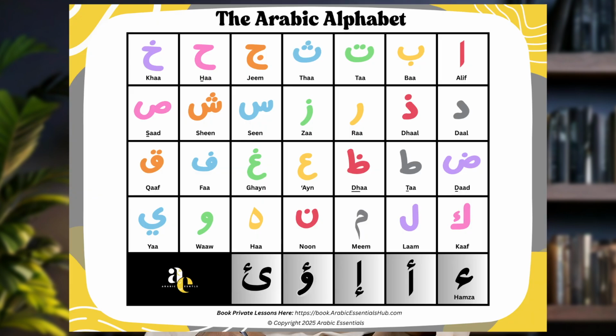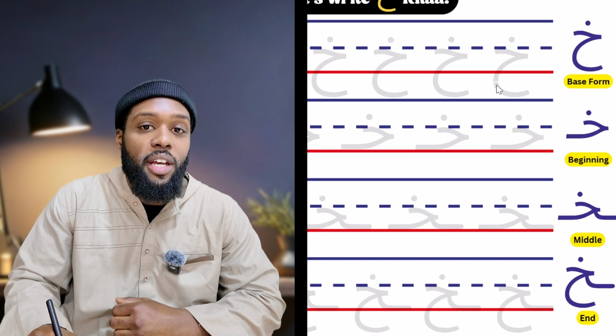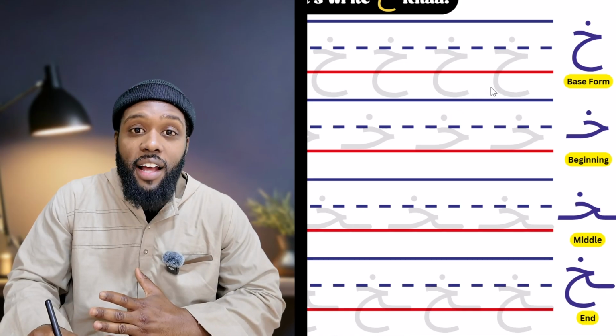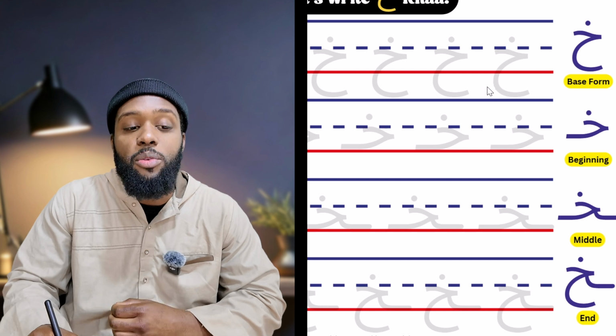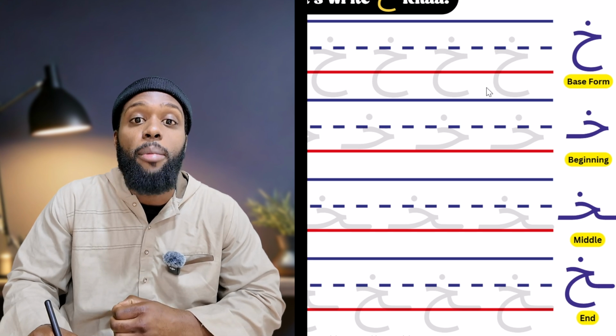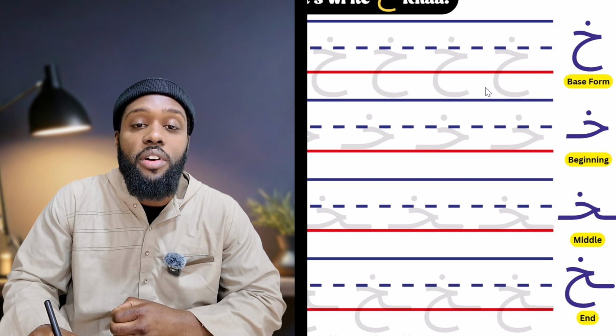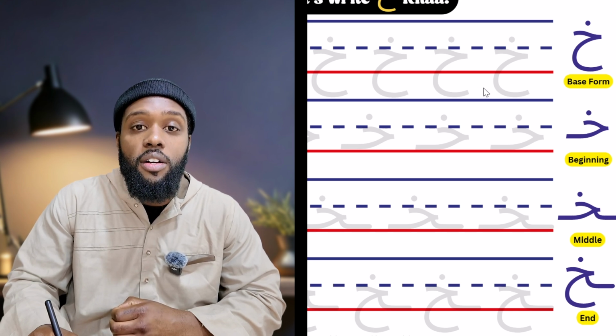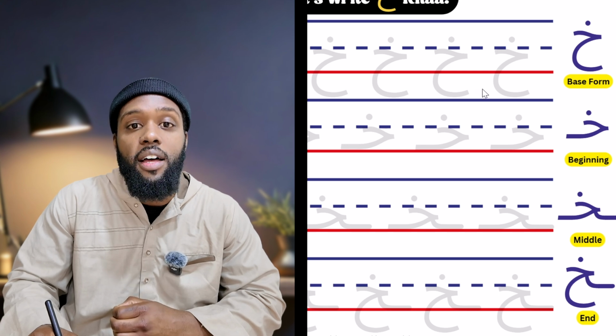Now let's see the different forms of the letter Kha when written in a word. You can download this Arabic alphabet chart as well as the worksheets to follow along with me and practice your writing for free using the link below. And as we can see here on the page, everything is the exact same as the Jim, except that we have this dot placed above the letter, which is a distinguishing quality of the Khaa. This is how we distinguish the Khaa from the Jim and from the Ha.